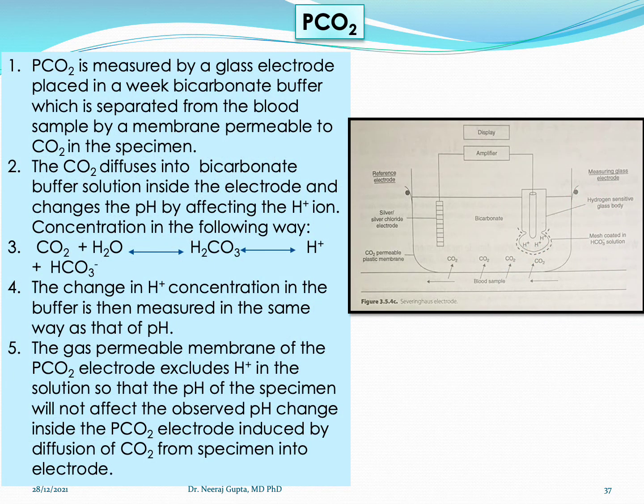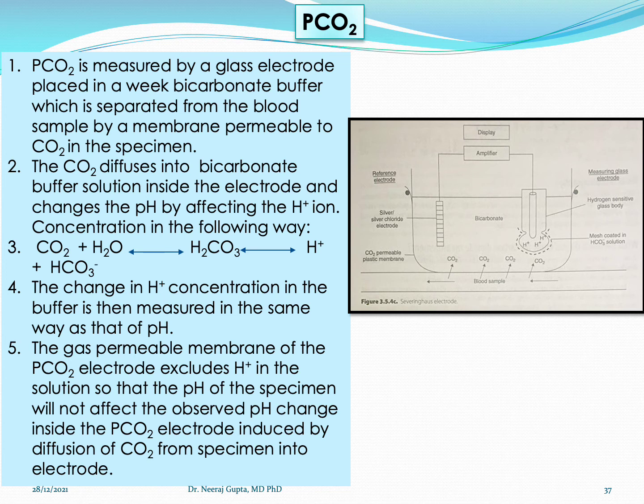For measuring partial pressure of carbon dioxide, again a glass electrode is used, which is placed in a weak bicarbonate buffer that is separated from the blood sample by a membrane permeable to carbon dioxide in the specimen. Now the carbon dioxide diffuses into the bicarbonate buffer solution inside the electrode and changes the pH by affecting the hydrogen ion concentration in the following way: carbon dioxide plus water gives H2CO3, which will split into H+ ion and bicarbonate ion. Now the change in the hydrogen ion concentration in the buffer is then measured in the same way as that of pH.